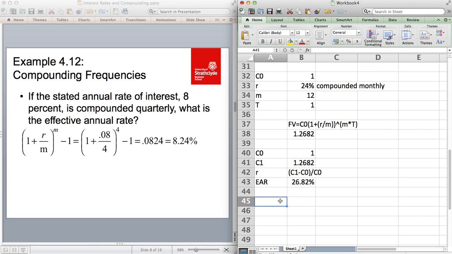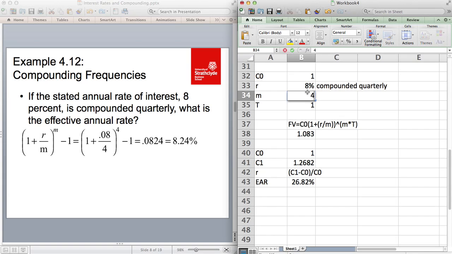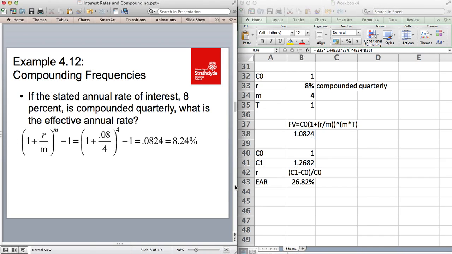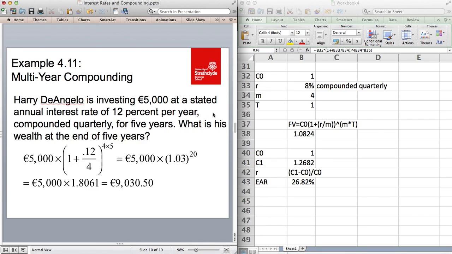So we'll just do the exact same. C naught is equal to 1. We've got 8% compounded quarterly. The number of periods has to be 4. T is equal to 1, and then you're left with 1.0824. The rate of return on that is just that minus 1, the same way we did here, which comes out to be 8.24%. And this is compounding over many years. That is just this formula here. So I've already shown that.